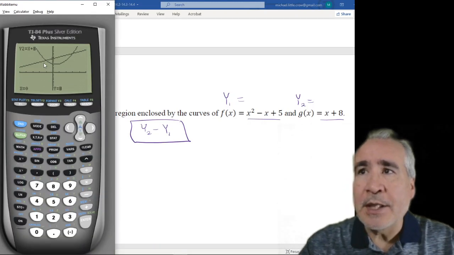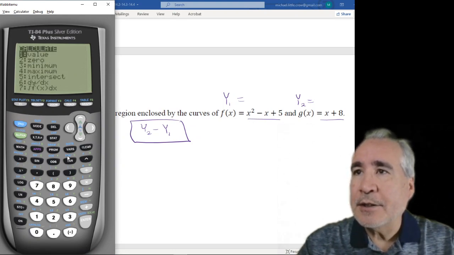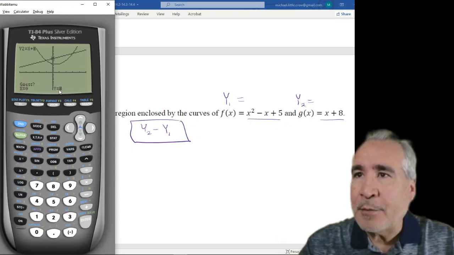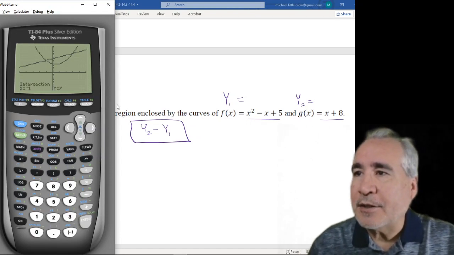What do we do next? We need our limits of integration, which are the intersection points. So we go second calc, number 5. First curve, I'm close enough, so I'm just going to hit enter, enter, and then for my guess, I hit enter, and it comes and it finds the lower intersection.